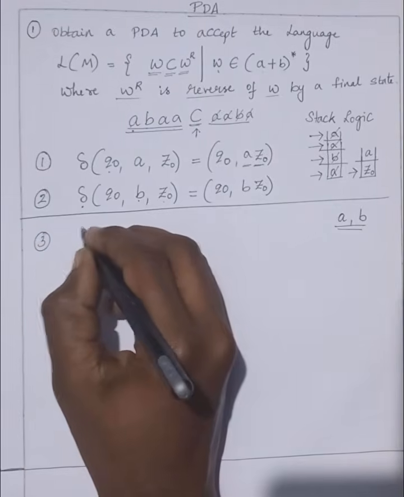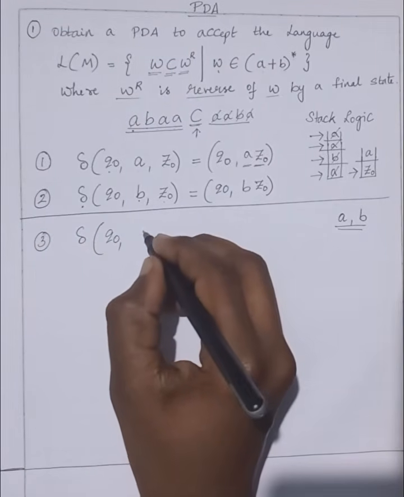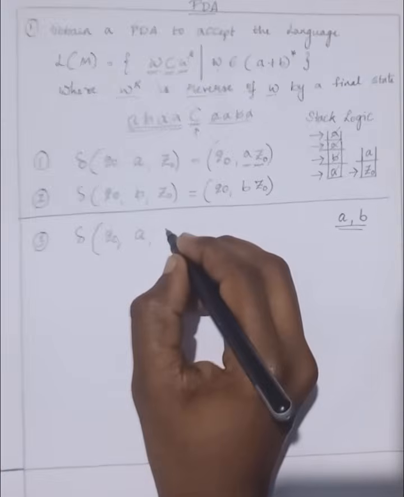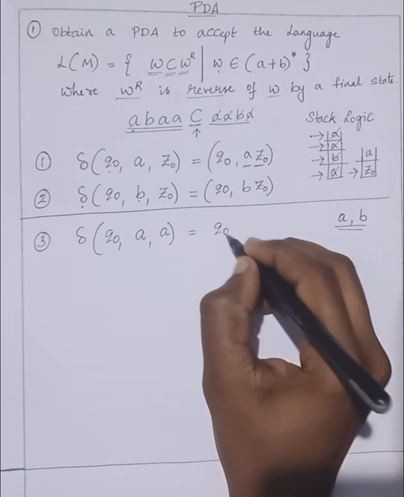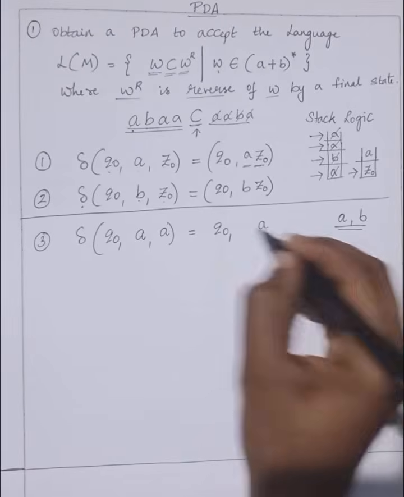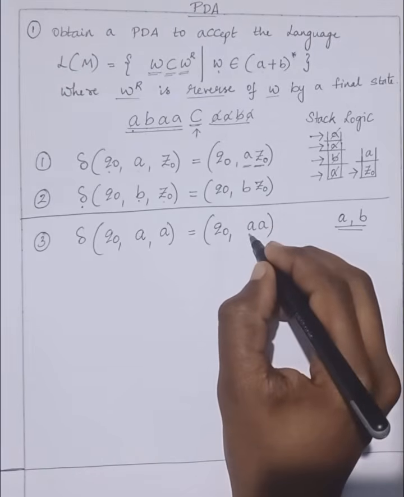So the first one is, whenever we write a transition, we say it's Q naught, our input is A and the top of the stack is already A. Then what will we do? Q naught, already A was on the top of the stack. We are pushing our new A to the top of the stack. So it becomes A and A.